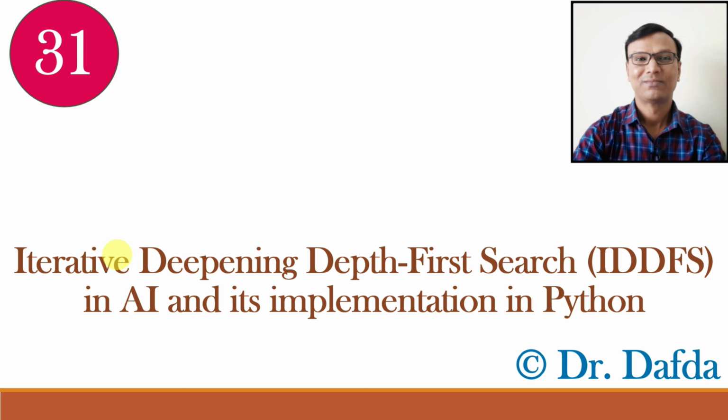Starting with the name first, iterative means repetitive. That means we repeat the search many times. Deepening means we increase the depth limit step by step, and depth first search means each search is still DFS. So basically IDDFS performs DFS repeatedly, but in a BFS style level order. That is why it finds shallow goals fast like BFS, but still uses very little memory like DFS. Okay, so let us start.